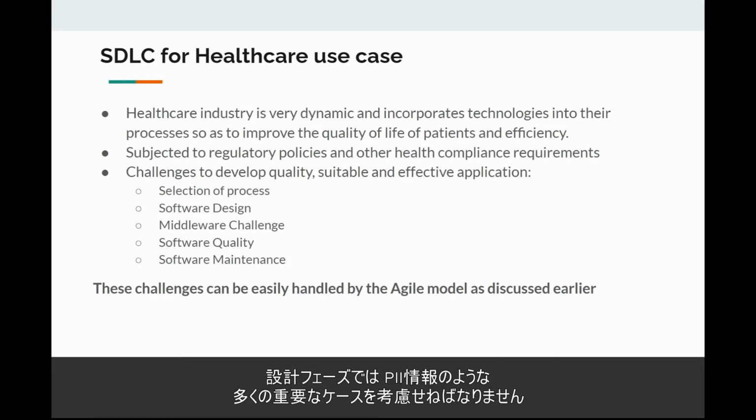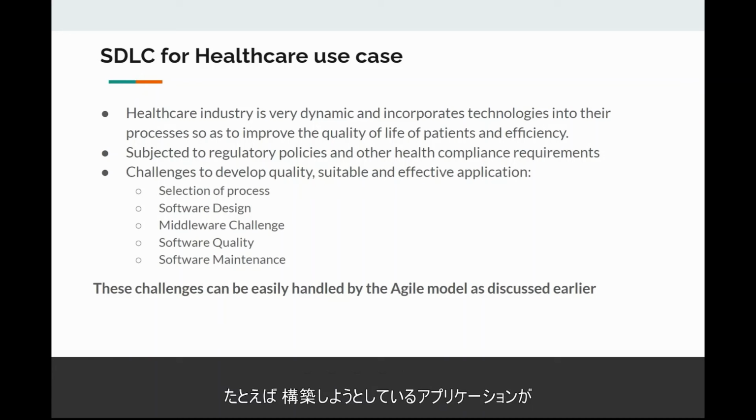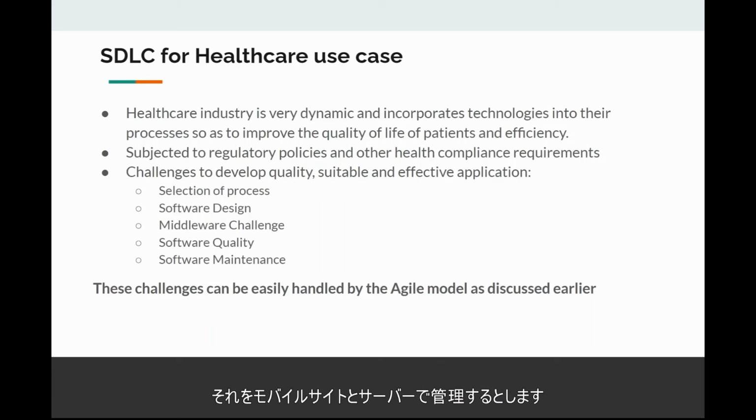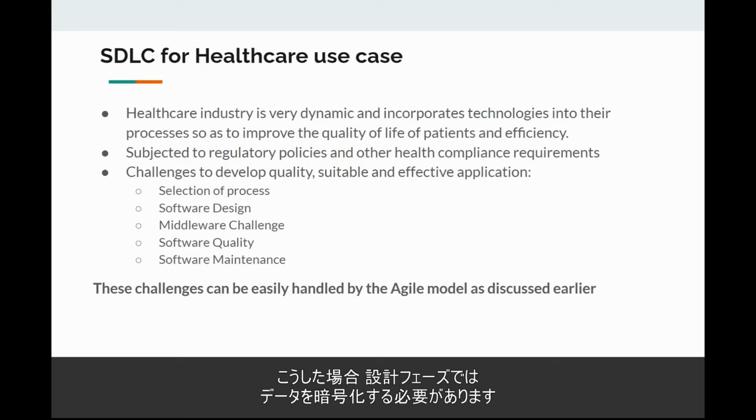In the design phase, we need to consider many important use cases like PII information. Let's take an example. If the application we are trying to build is one where we want to collect health information of a patient, and we are maintaining it on the mobile app side as well as on the server side, then in the design aspect we need to make sure that the data is encrypted, so that even if it gets leaked, no one is able to decrypt it or misuse it.